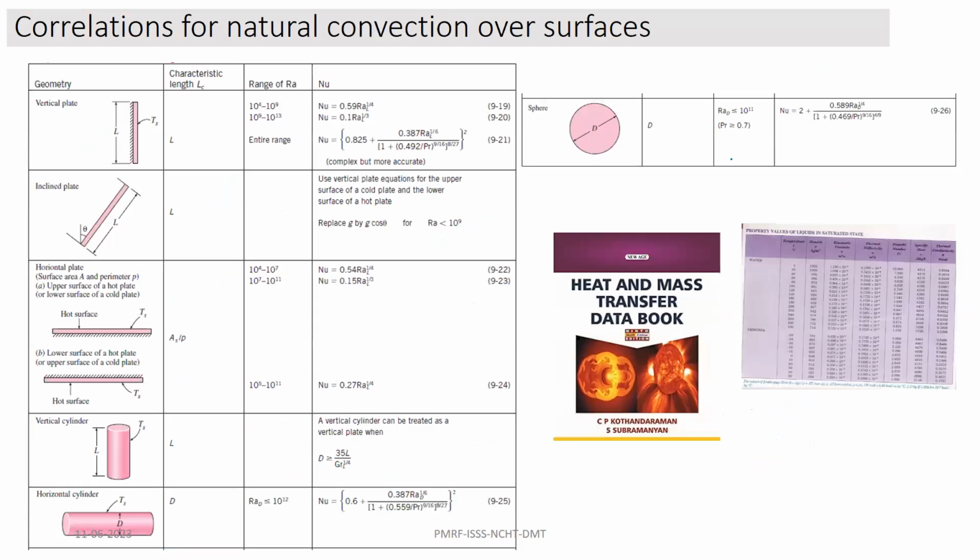There are several correlations for natural convection, and with respect to geometry, it may vary. Rayleigh number, as I told, is an important parameter. It signifies whether the flow is laminar or turbulent, like the Reynolds number. If it is less than 10 raised to 9, it is laminar. If it is greater than 10 raised to 9, it is turbulent. In between also, they suggest some correlations. So you can see here several correlations.